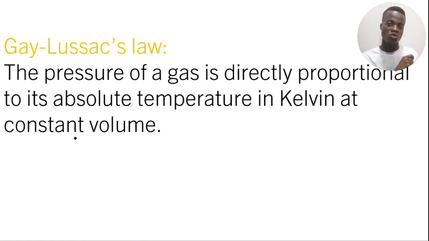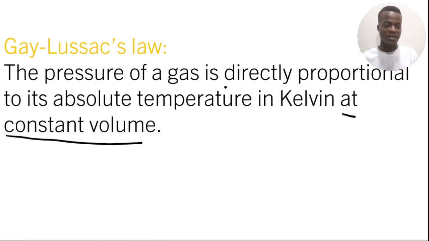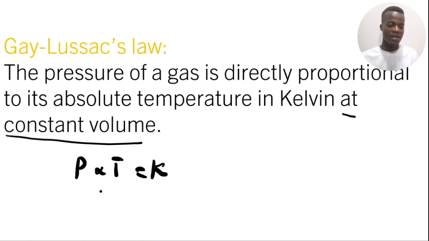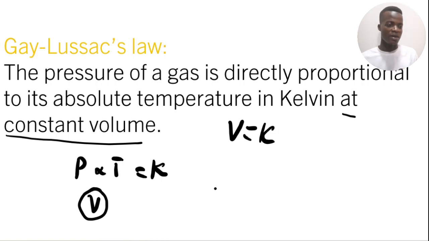Then we have Gay-Lussac's law. Gay-Lussac's law states that at constant volume, when the volume is constant, the pressure of a gas is directly proportional to its absolute temperature in Kelvin. So you see, in the previous one we were keeping pressure and temperature constant and then varying the volume. But here we are keeping the volume constant. So now volume is a constant. Then what we are changing now is the pressure, which is directly proportional to the temperature in Kelvin.